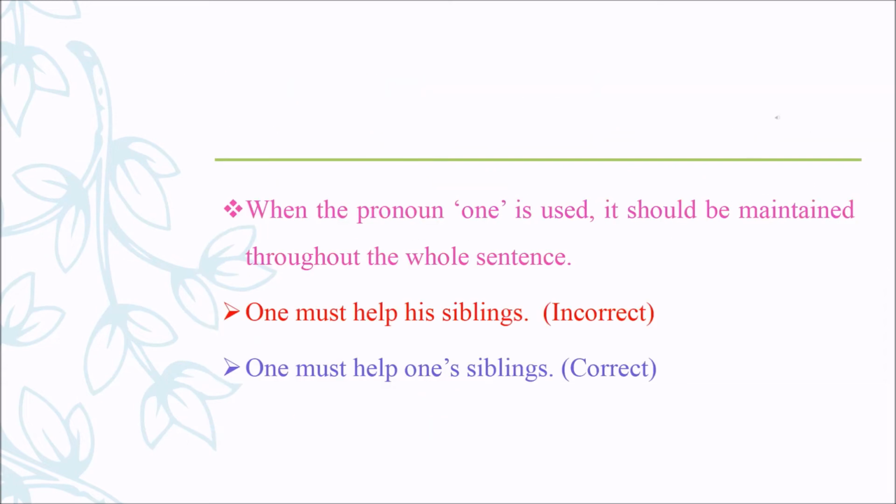Next rule is that when the pronoun one is used, it should be maintained throughout the whole sentence. Let's see the first sentence. One must help his siblings. Is that a correct sentence? No. The correct sentence is one must help one's siblings.